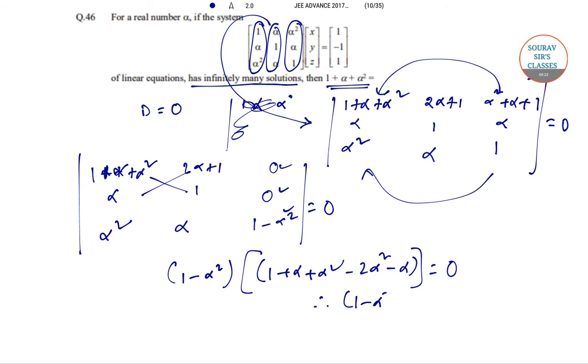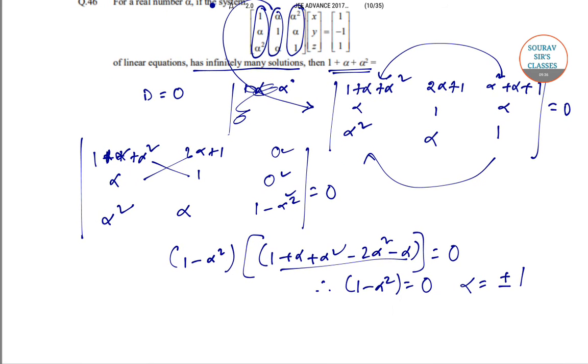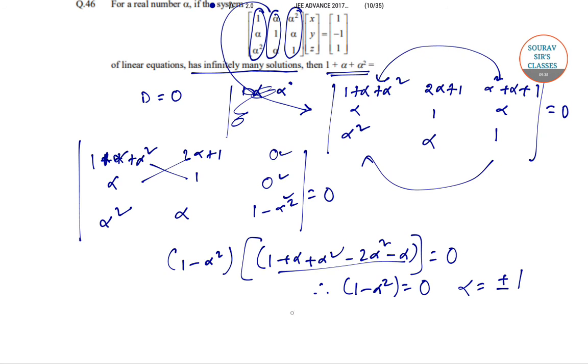So 1 minus alpha square equal to 0, or the other part is 0. So this gives you alpha equal to plus minus 1. For alpha equal to 1, the system of linear equations has no solutions. So 1 plus alpha square, we put it this way, 1 plus minus 1 square. So alpha equal to minus 1 is the accepted value here, and the answer is 1.